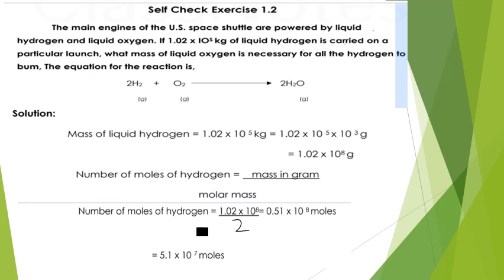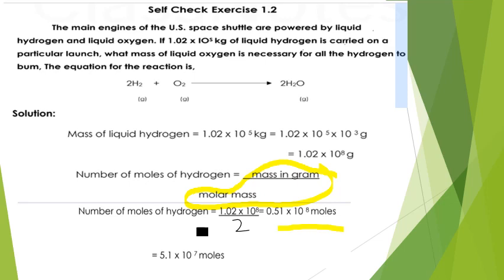Then apply the formula to find the moles of the substance. Here the moles are found by means of this formula: given mass in grams over molar mass. Given mass is 1.02 × 10^8 grams. The molar mass of hydrogen, I think you are familiar, is 2, right? So it comes out as 0.51 × 10^8 moles.